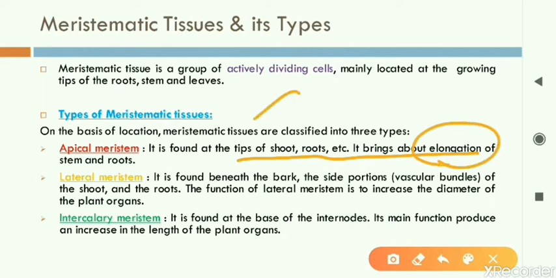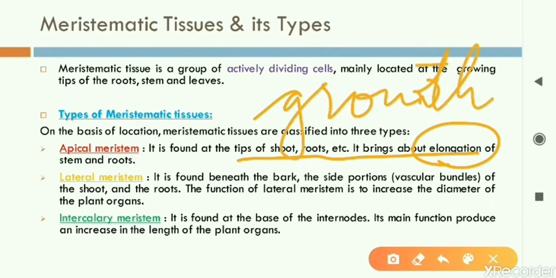What is elongation? Elongation means growth, the growth of the stem. The stem will grow upwards, the roots will grow downwards. But because of what? Because of apical meristem. Apical meristem cells are dividing and new cells are forming. As the new cells are forming, what will happen? The plant's growth will take place.